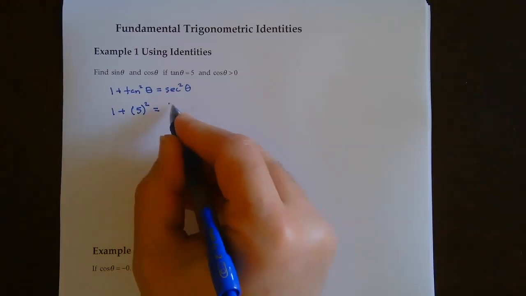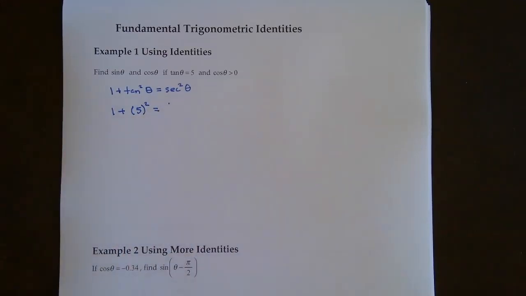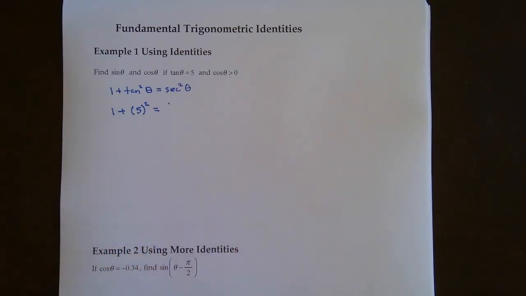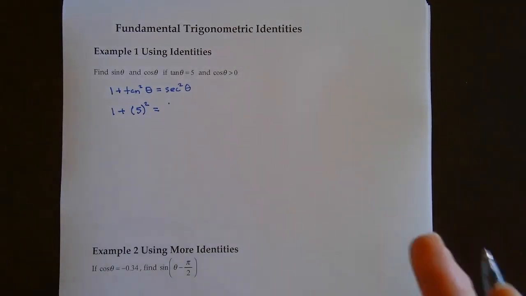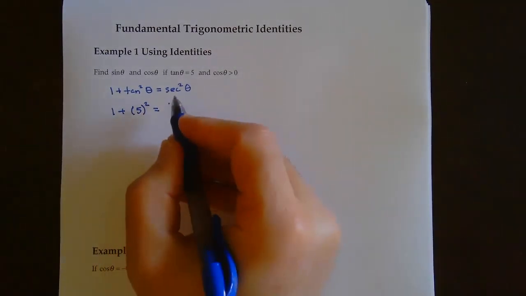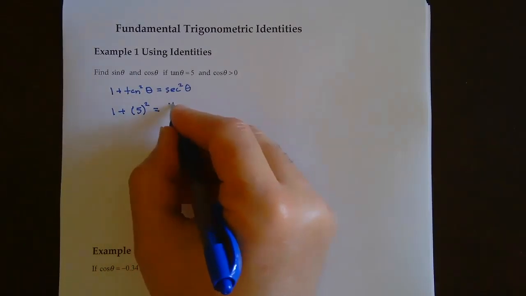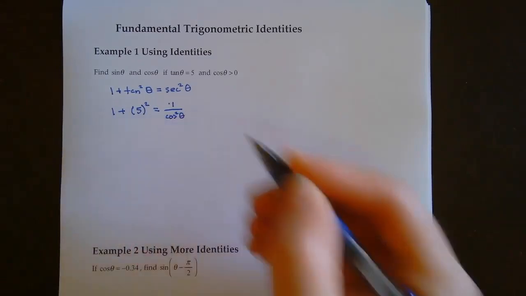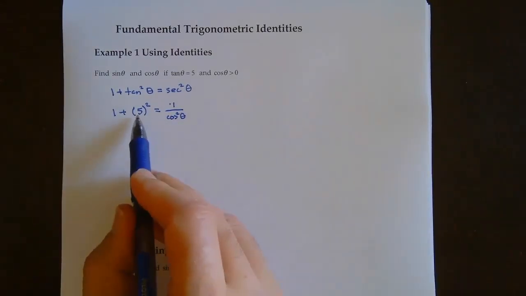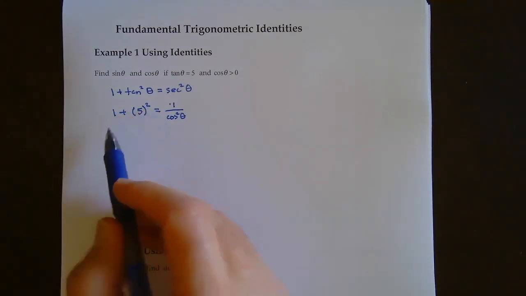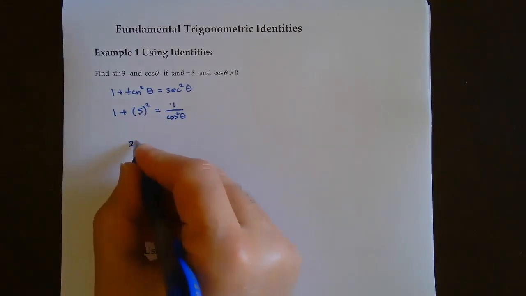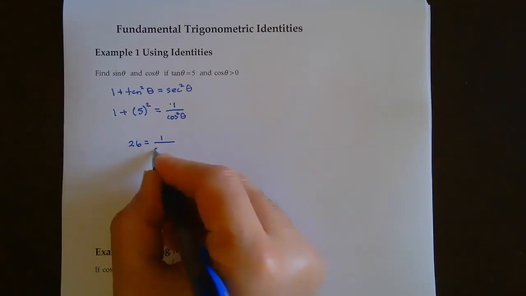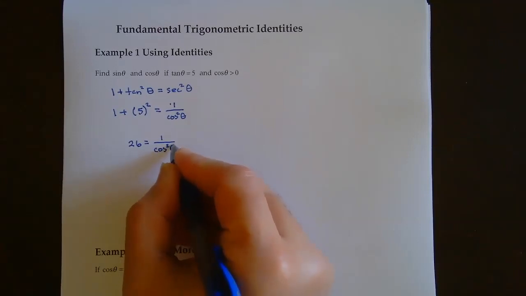I'm not going to write the secant theta as 1 over cosine theta in parentheses and then square it. Those are going to be the same thing. So this becomes 1 over cosine squared theta. So what's 5 squared? Well, that's 25, right? Plus 1 is 26. So 26 is equal to 1 over cosine squared theta.